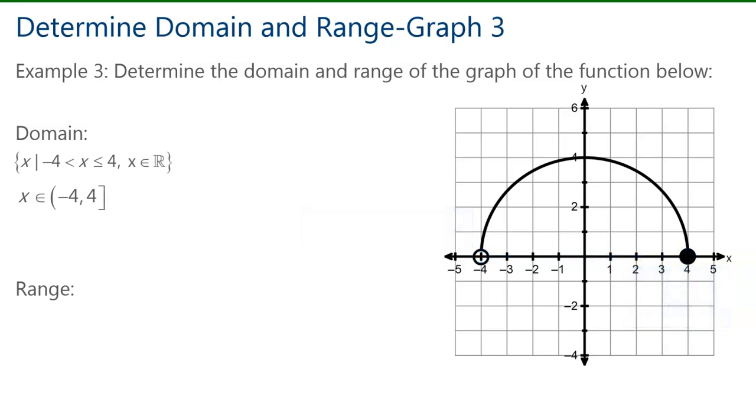To find the range, let's look at the shadow of the graph on the y-axis. At first glance, you may think it stretches from 0 to 4, not including the 0, but the solid dot dominates, and the y values stretch from 0 to 4 on the y-axis. We can write this as a set of y's such that y is greater than or equal to 0 and y is less than or equal to 4, where y is a real number. In interval notation, we can write this as the fully closed interval from 0 to 4. Notice the square brackets.